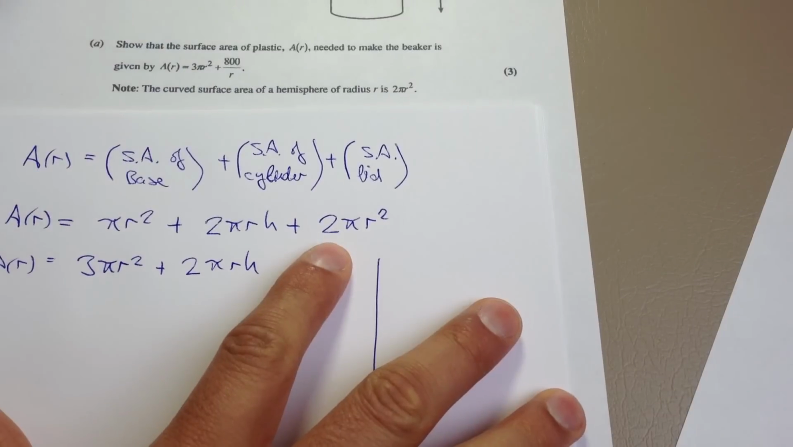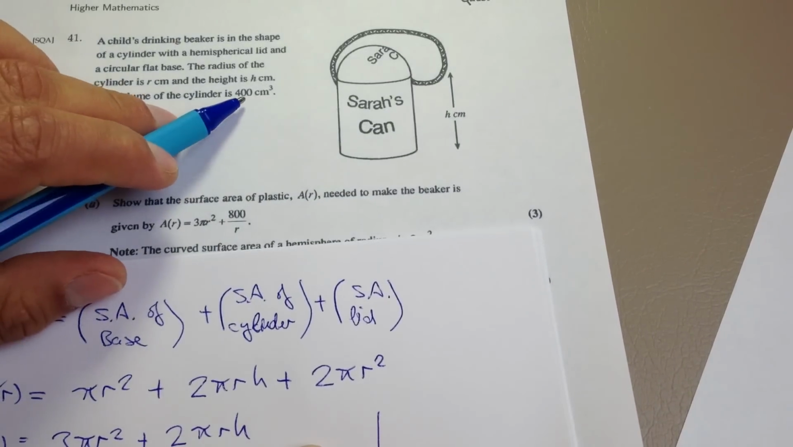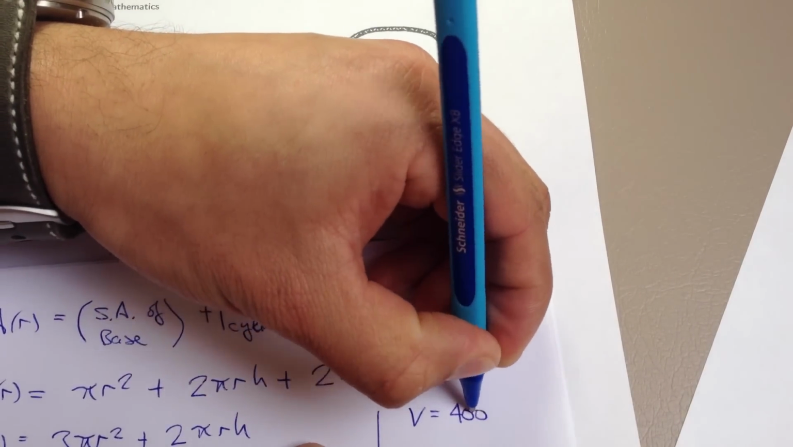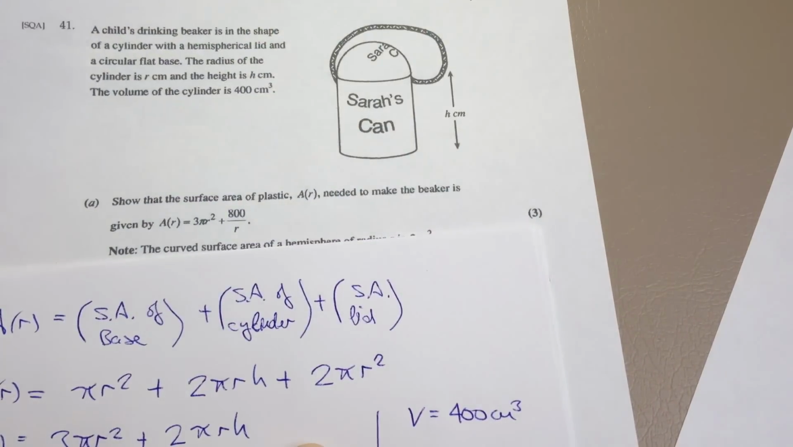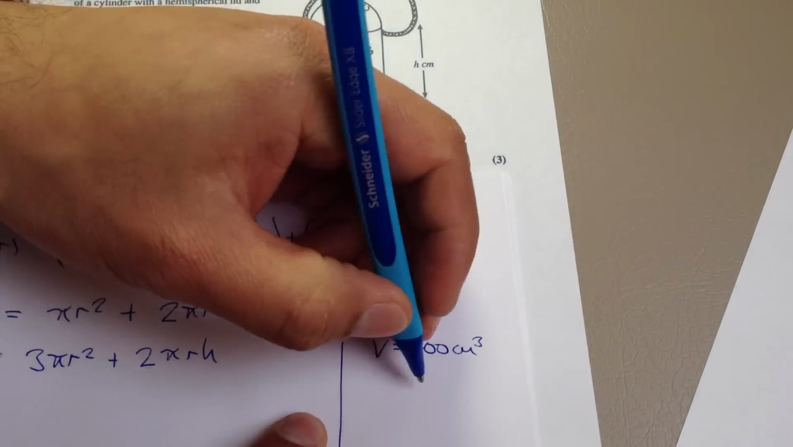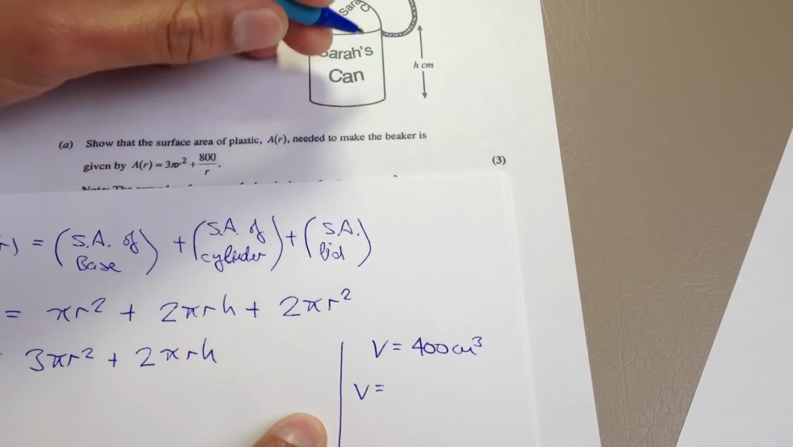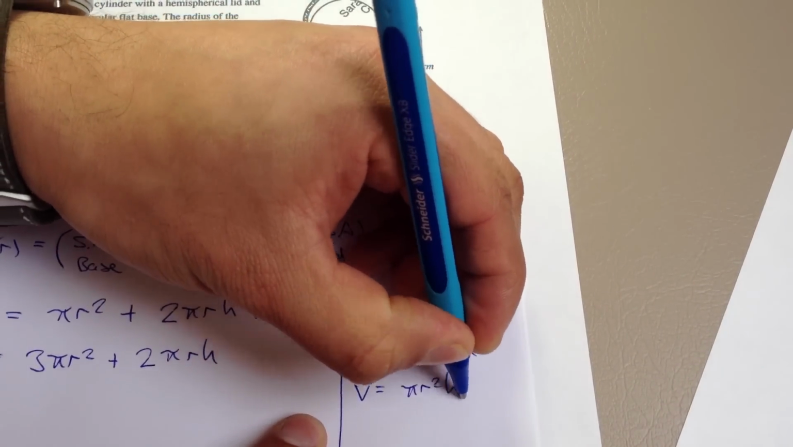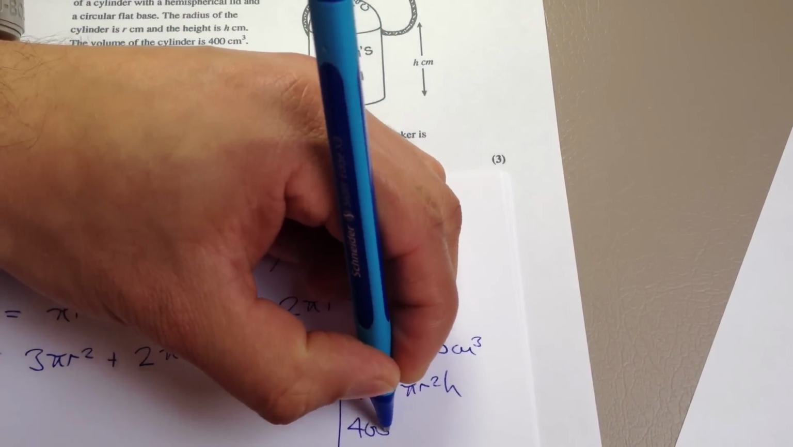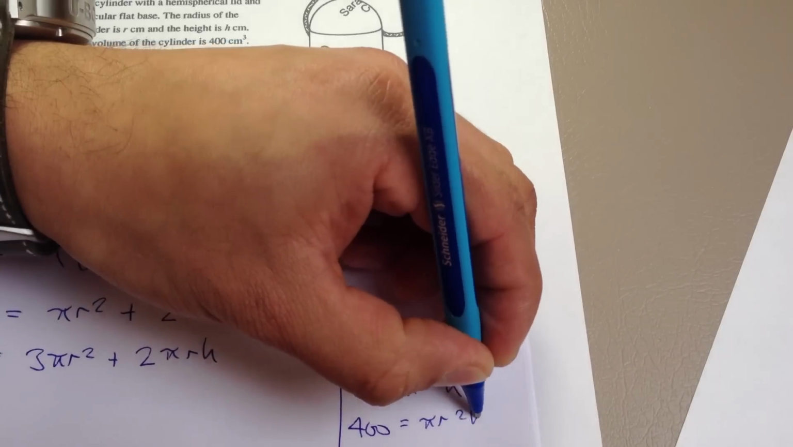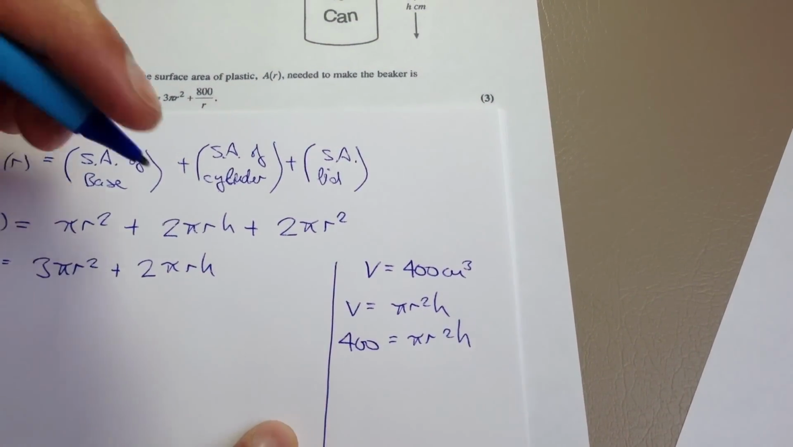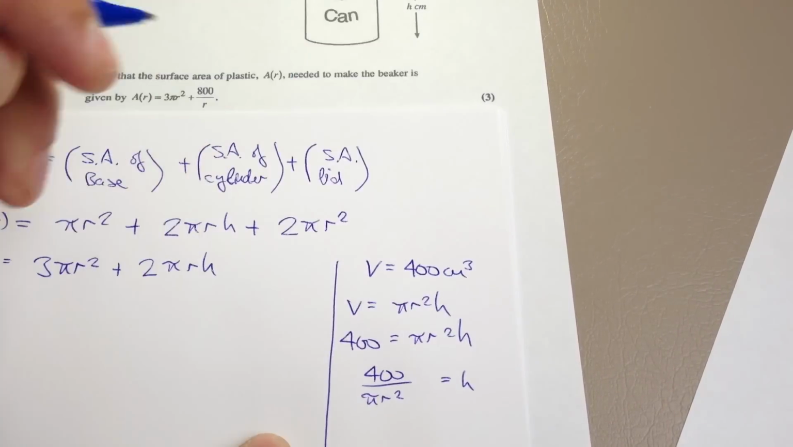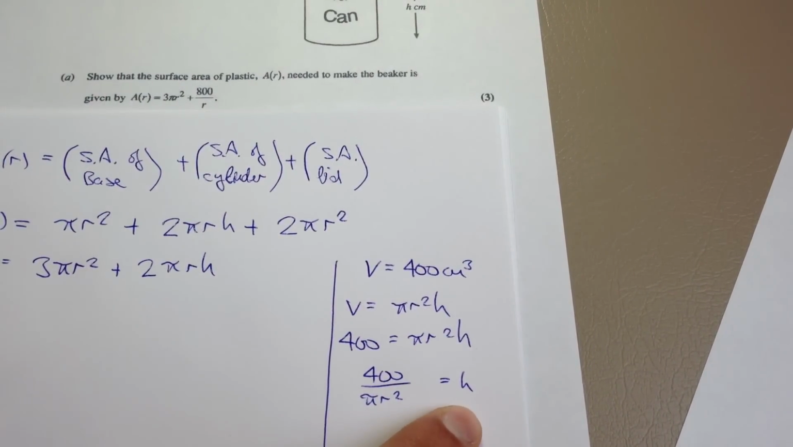Now they've told me back here that the volume of the cylinder is 400 cubic centimeters. So let's just pop that in there, 400 cubic centimeters. Okay. And the volume of a cylinder, I also know, is the area of the base times the height, because it's effectively a prism. So that's just pi r squared h. In other words, 400 equals pi r squared h. And if I rewrite this for h, it is going to be 400 over pi r squared, like so. So now I have an expression for h on its own.